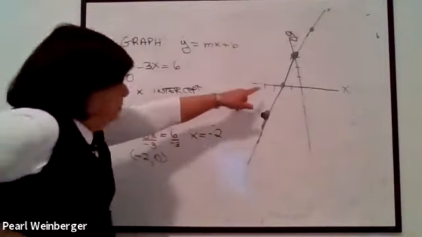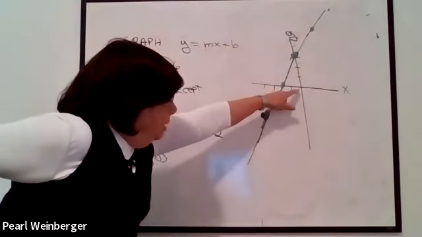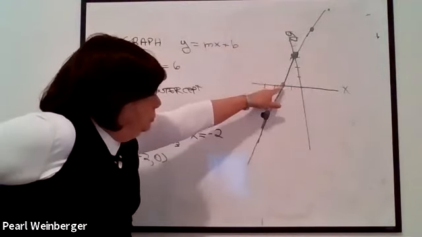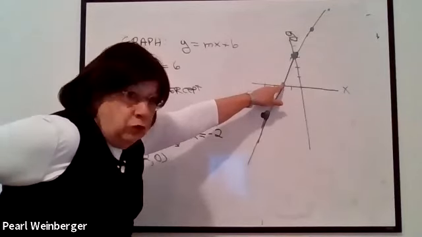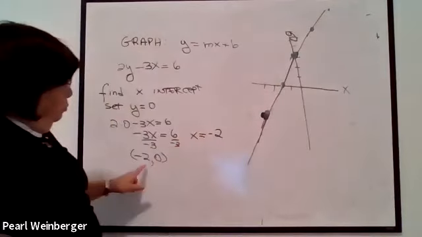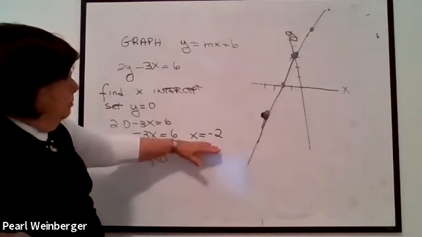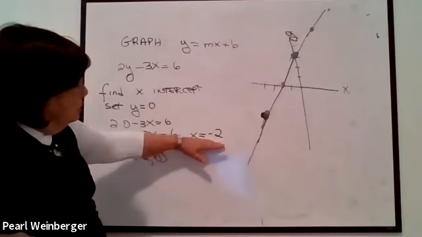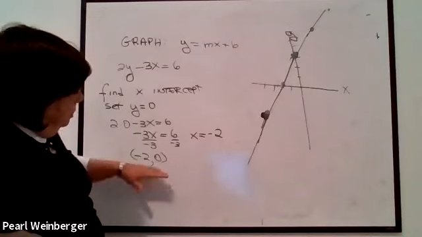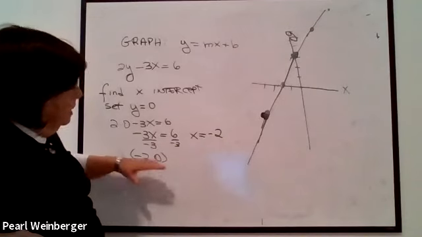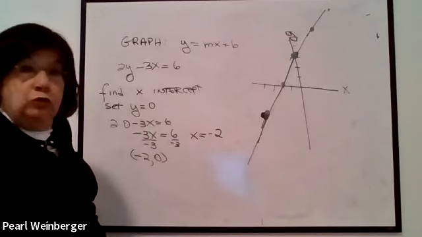If you notice over here, that's exactly what we have. If we go negative 2 to the right, we see that the line is crossing right at this point, (negative 2, 0). Again, we very often just say the x-intercept is negative 2, but really the correct way is to say the point is (negative 2, 0).